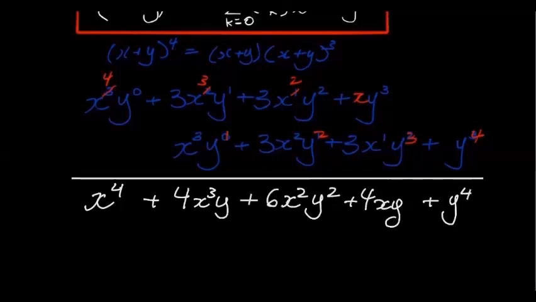And there we have it. This is x plus y all to the power of 4. And we constructed that as we did with the inductive step, using x plus y times x plus y to the power of 3.